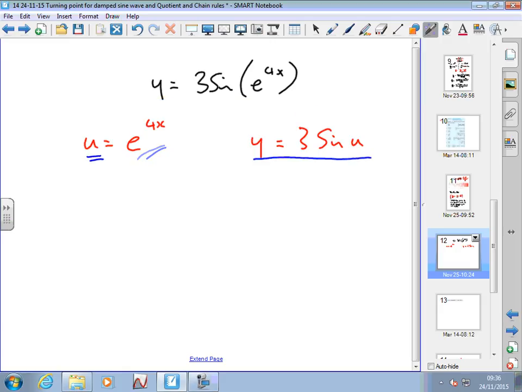So that's the first thing. Identify what I'm going to call u, write down what that is, u equals e to the 4x, and then rewrite my original function and replace what I've called u with u.